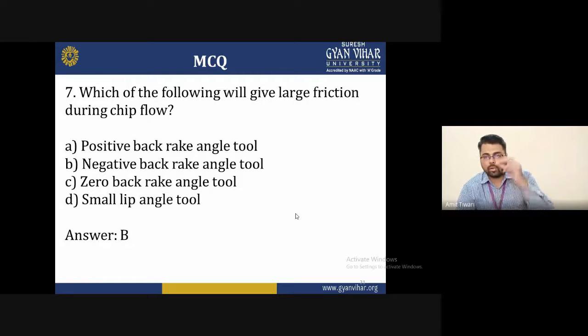Seventh: which of the following will give the larger friction during the chip flow? A, positive back rake angle; B, negative back rake angle; C, zero back rake angle; and D, small slip angle. So the correct answer is B. A negative back rake angle tool will give the larger friction during the chip flow.